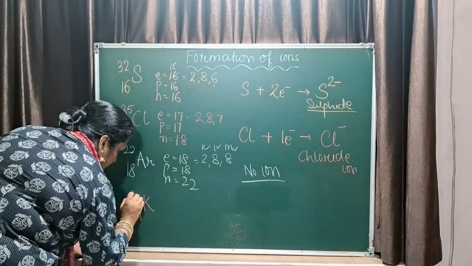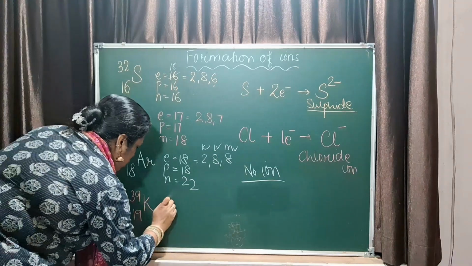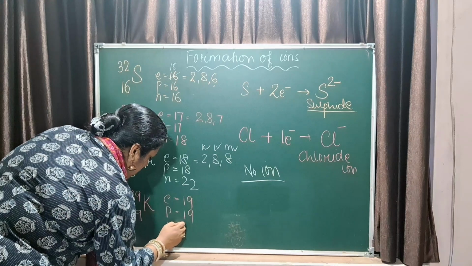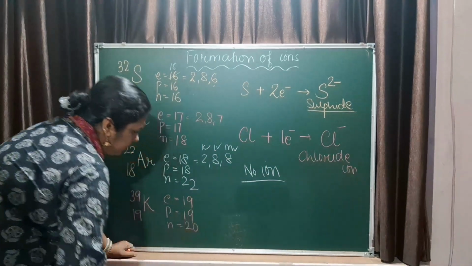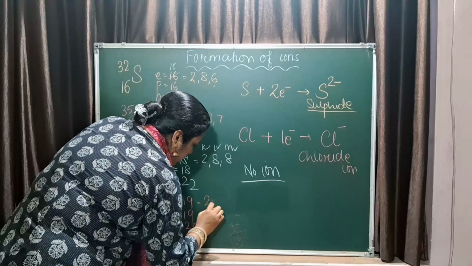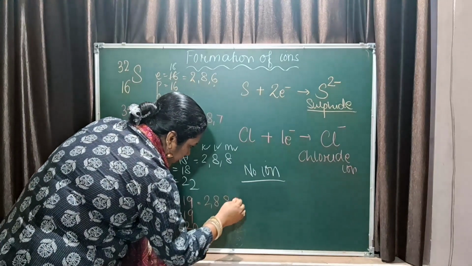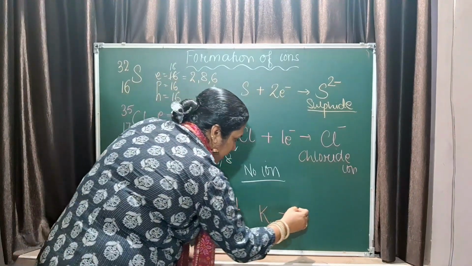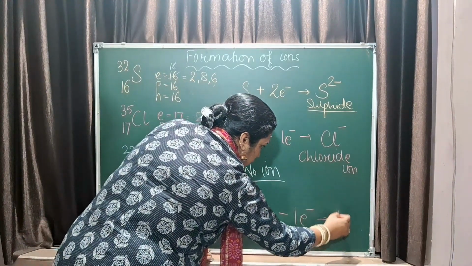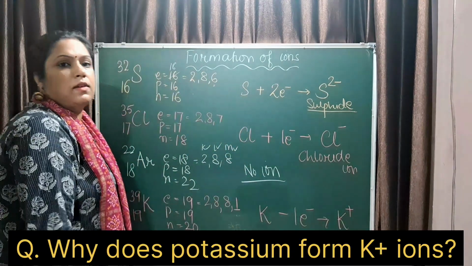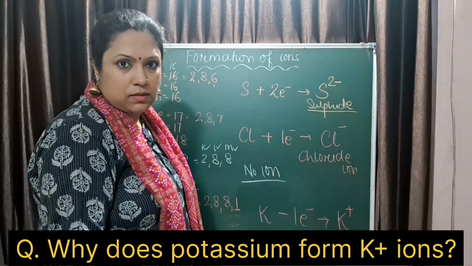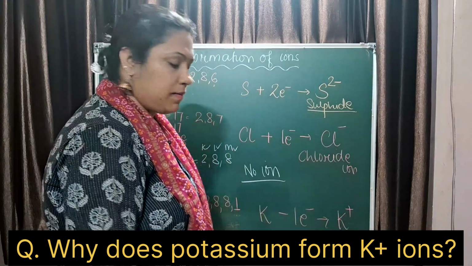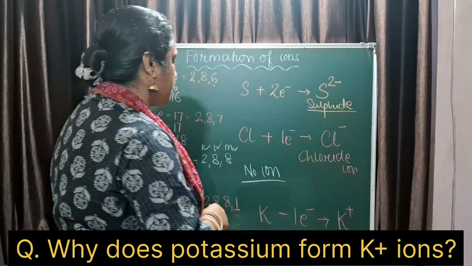Next one is potassium. It is 19 and 39. So, electrons are 19, protons are 19 and neutrons are 20. In this case, the electronic configuration is 2, 8, 8, 1. So, it has to lose this 1 electron. So, potassium minus 1 electron will give you K plus. Why K plus? Why does potassium form the K plus ion? Write it in the comment section.